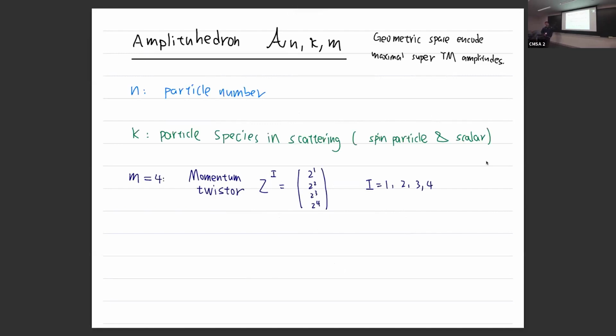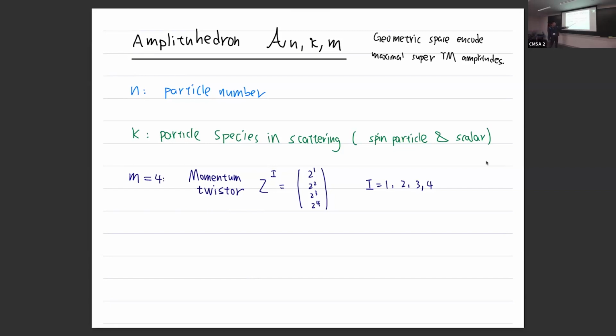In the first day, already gave a great review of the amplituhedron, so I will not repeat it here. Basically, it is a geometric object with three indices, n, k, m, describing the maximal super-Yang-Mills amplitude. n is the particle number, k is the particle helicity or scattering configuration, and m equal to 4 is related to the momentum twistor.